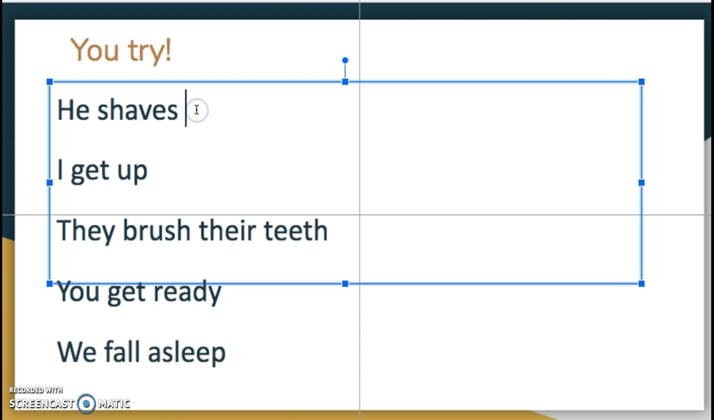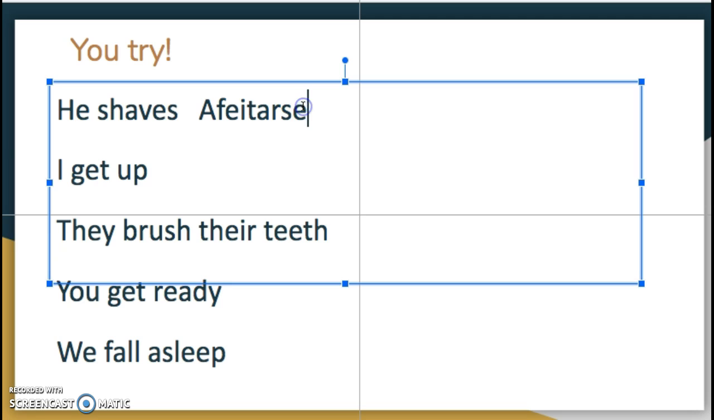He shaves. Okay, before step 1 and step 2, you have to know your vocabulary. So if you don't know to shave, you're kind of not going anywhere. So remember, words are power. You have to know what to shave is. Oh, it's afeitarse. Okay, boy, that looks scary. I don't know what to do.